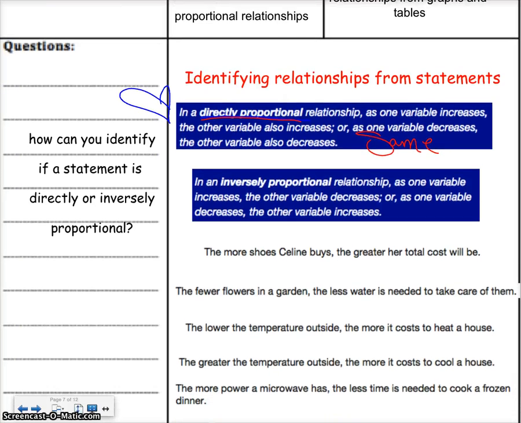In an inversely proportional relationship, well, you always think inverse means opposite. If they are the same, what do you think it would mean? They're different, right? The opposite of the same is different. In an inversely proportional relationship, as one variable increases, the other decreases. Or, as one decreases, the other increases. They are different.